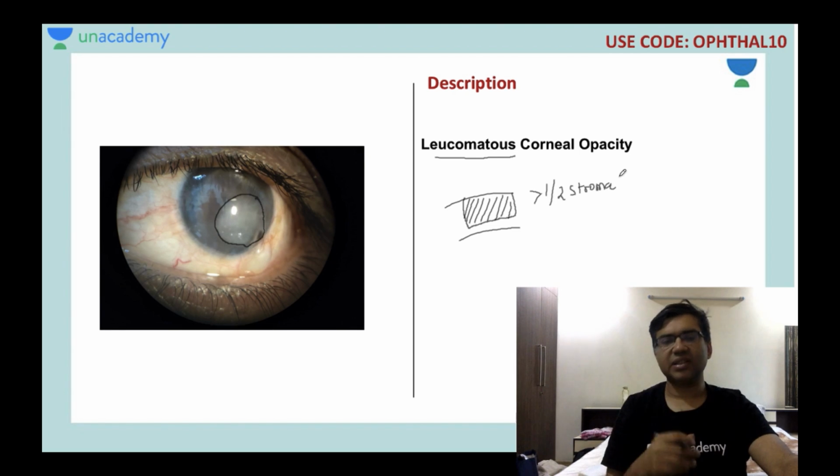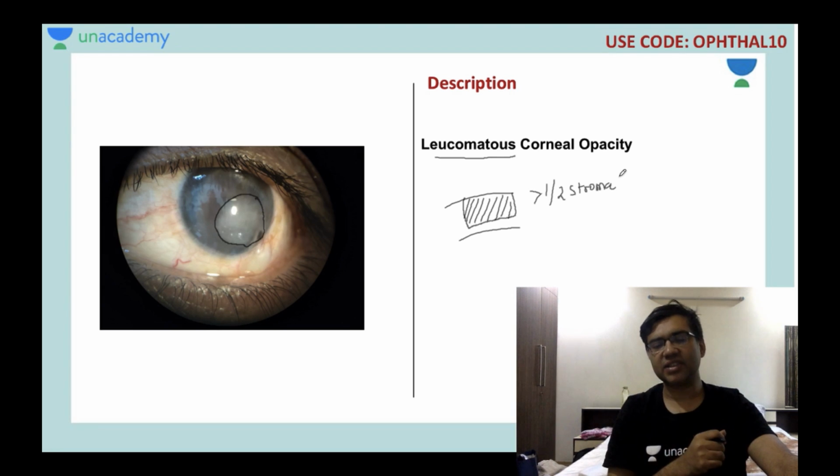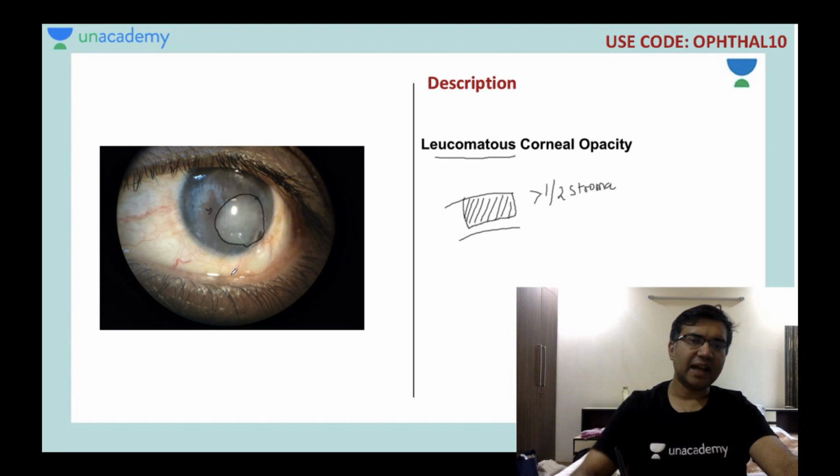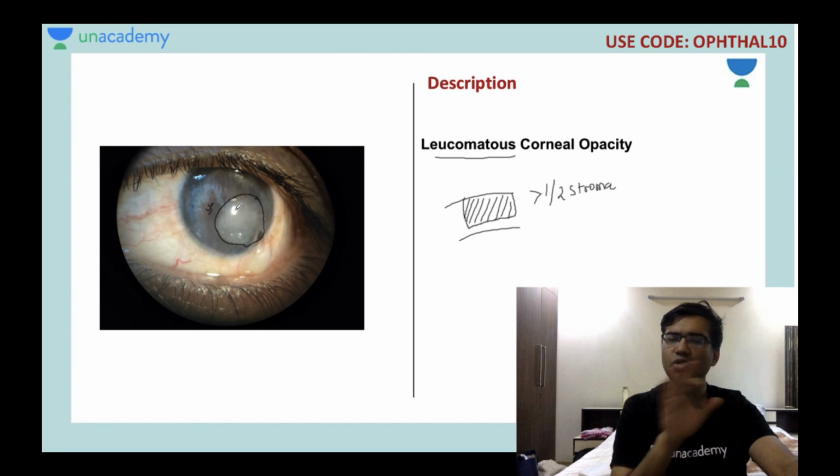From just a clinical picture, how can you say that this is a leucomatous opacity? If this is a leucomatous opacity, you would not be able to see the iris which is underneath. Here you can see there is an iris color seen, but in this area you cannot see the iris which is underneath. So this is definitely a leucomatous corneal opacity. Remember, in a nebular corneal opacity, there is just a nebular haze over the cornea. You can see the iris details inside. In the macular opacity also you can have a faint idea about the iris, but in the leucomatous opacity you cannot see the iris.